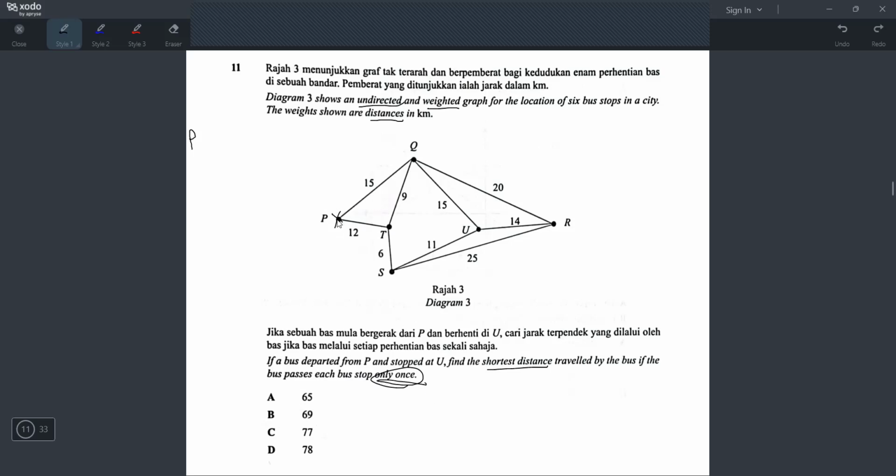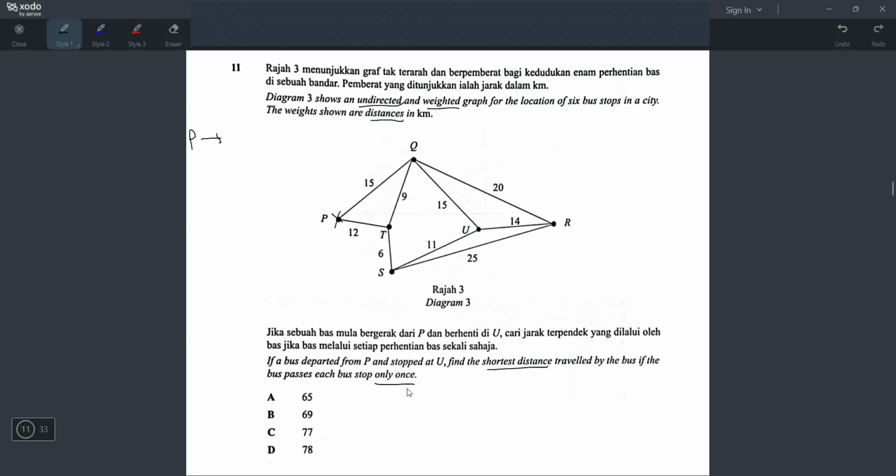It means I cannot go P, Q, T and then S, and then maybe R. It means I cannot go P, T, S, R and then maybe Q and then go T again, like that cannot. It means you can pass through each bus stop only once, right? It's like one way. It's one way, okay? We have to start from P and end at U. We have to end our journey at U, and it's one way.